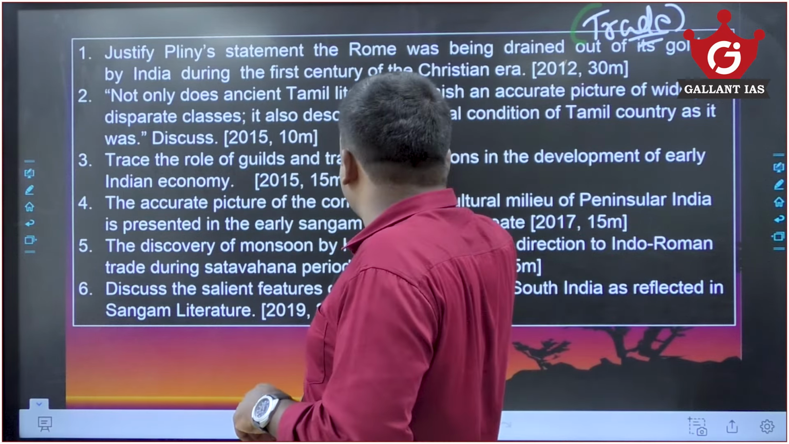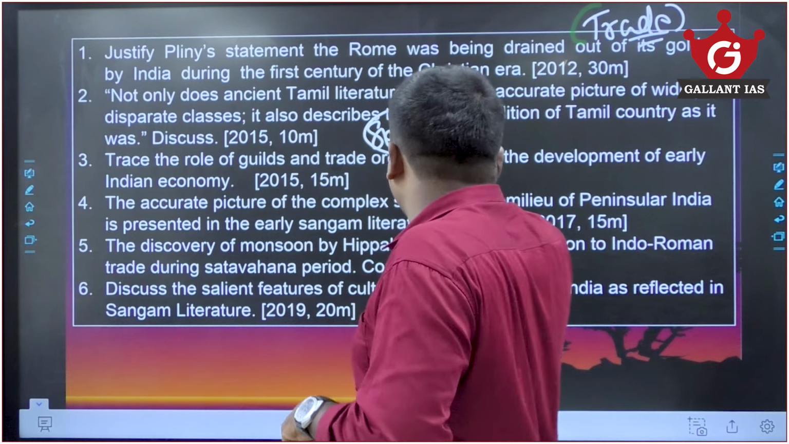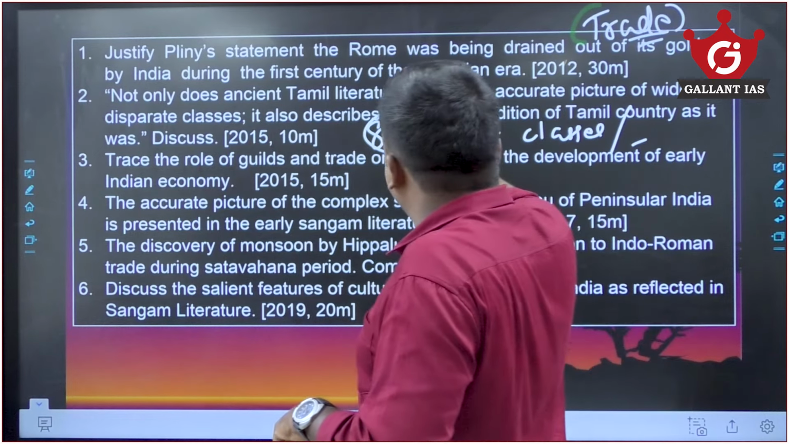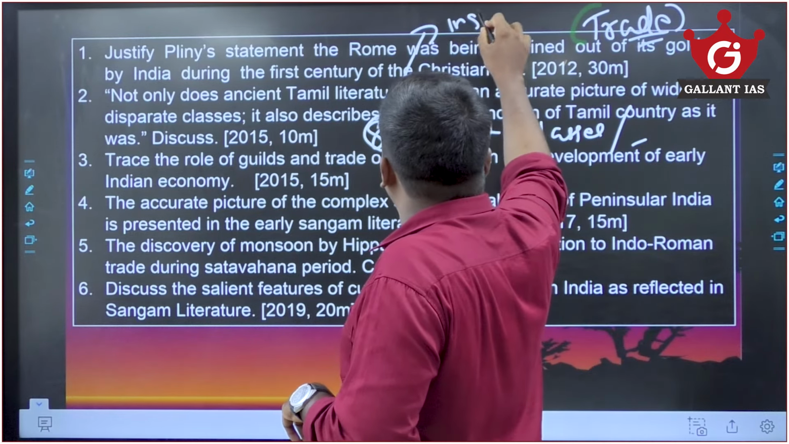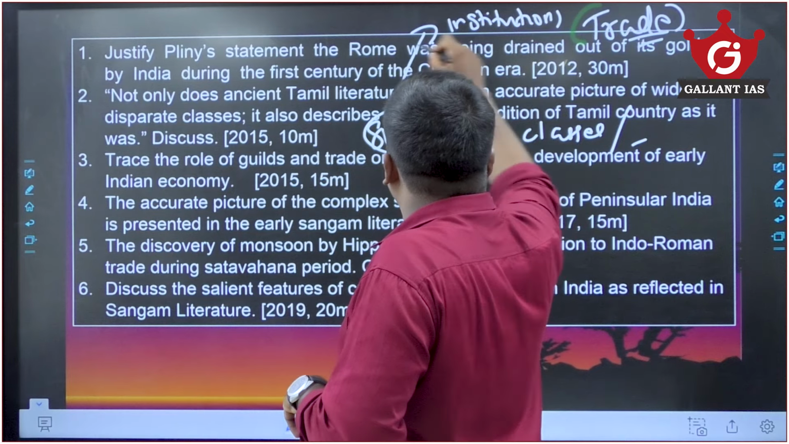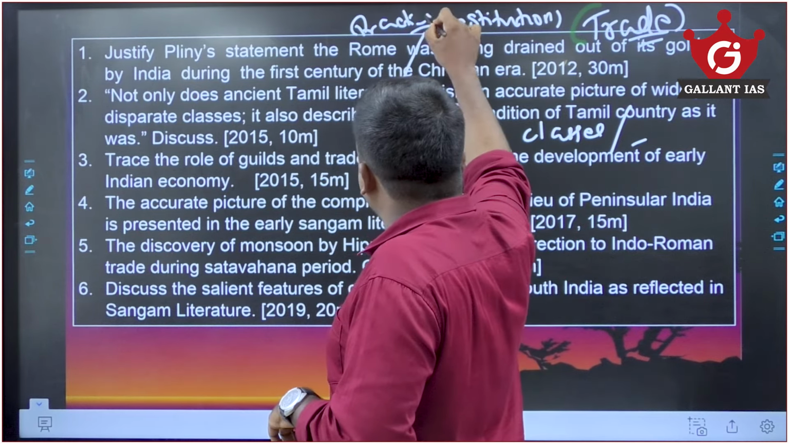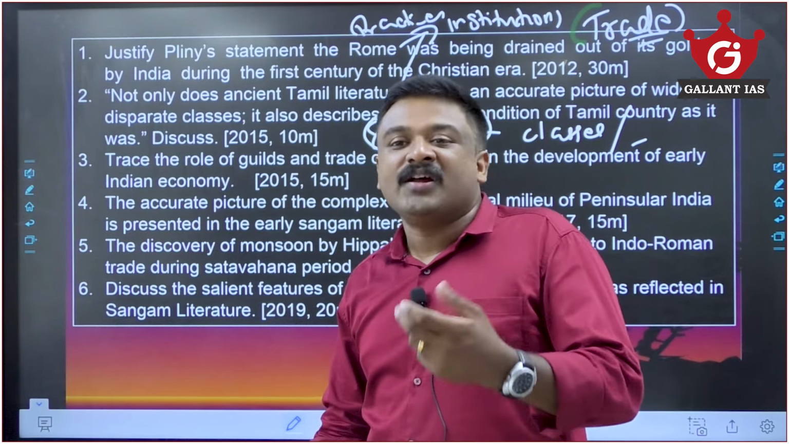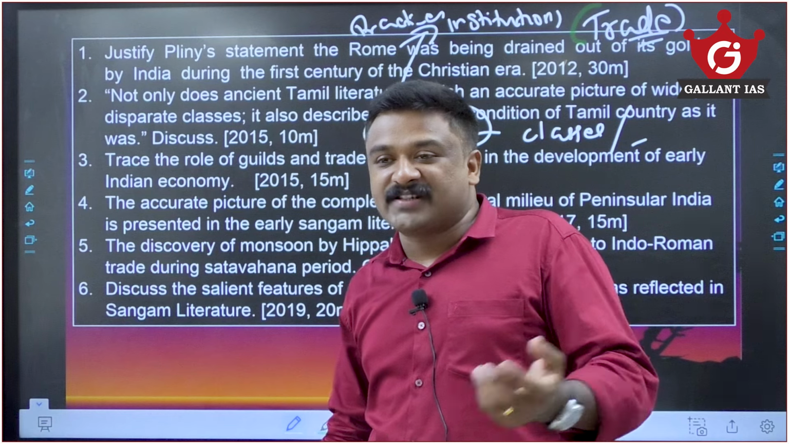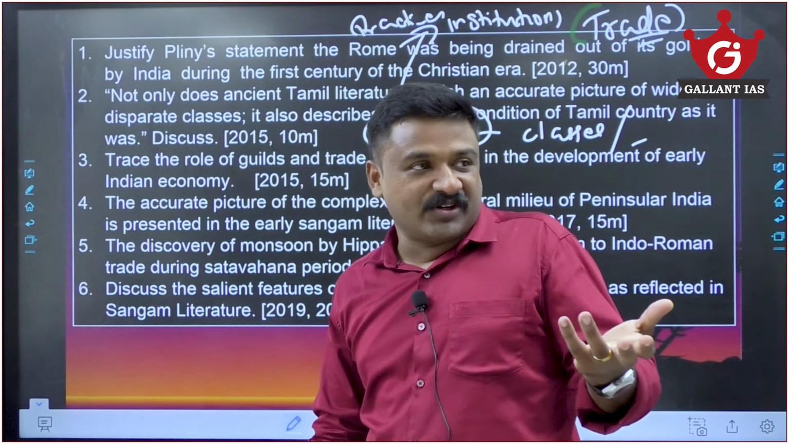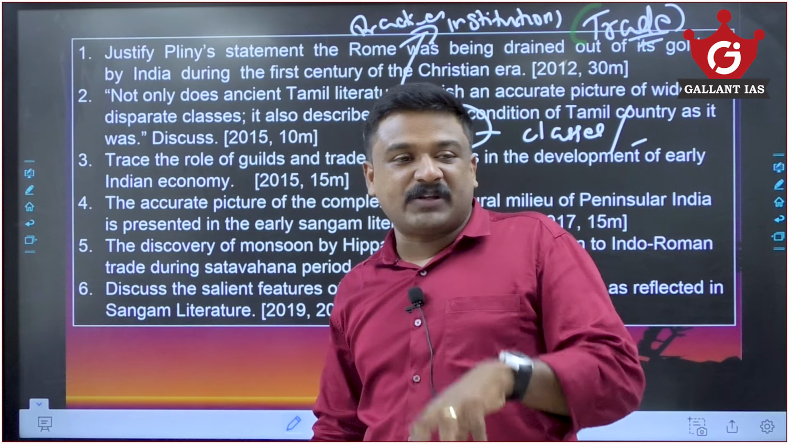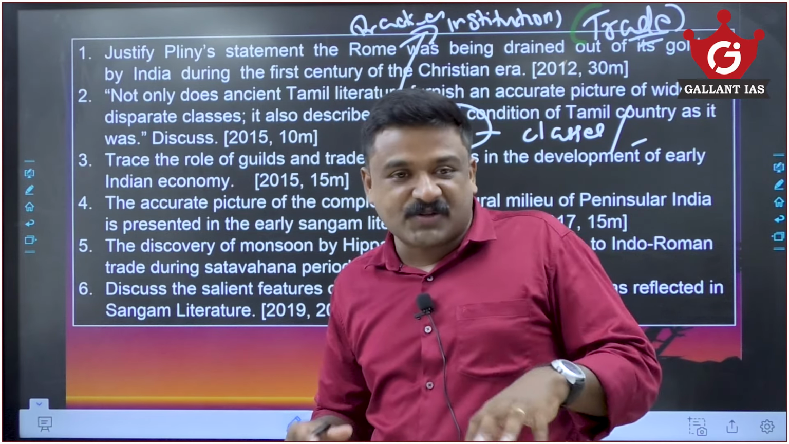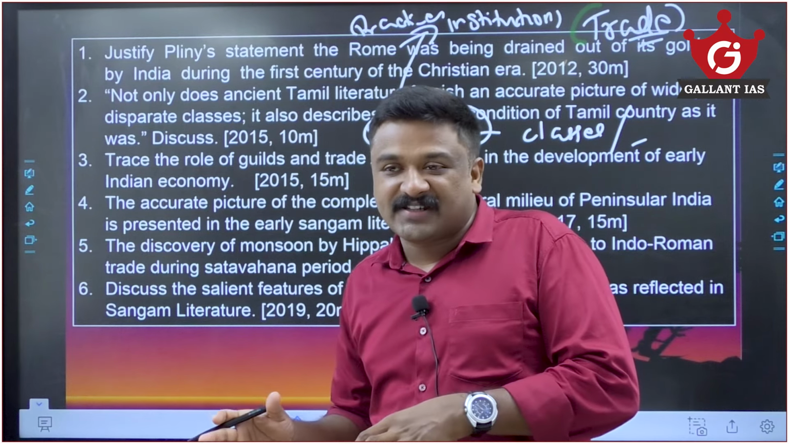Then there is a question about the society, about the social classes, the social divisions, the social institutions, the social practices. So understanding the Sangam society is asked, and there can be a question about the Kalinga society, or about the Shatavahana society. So you must understand the nature of the society, the salient features of the society during the Sangam age.